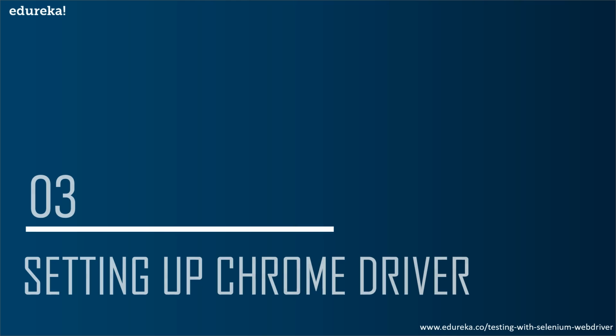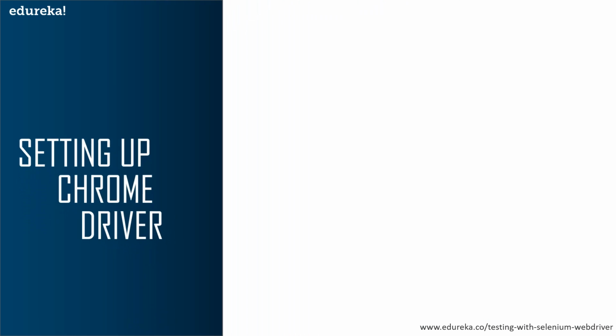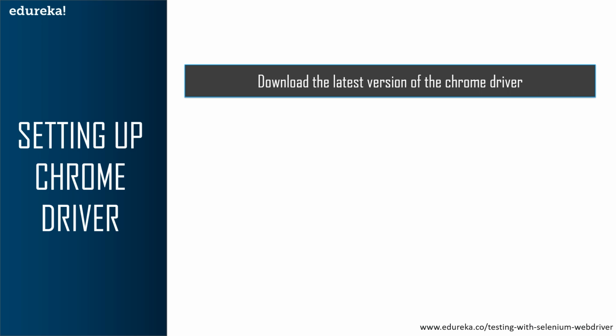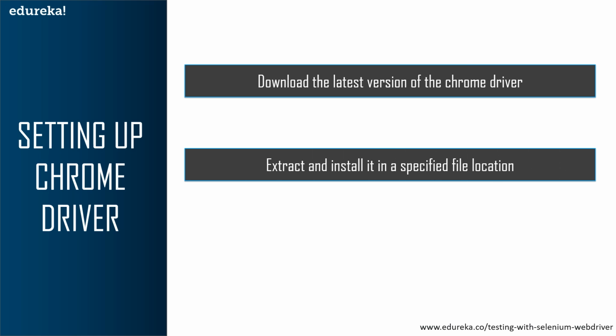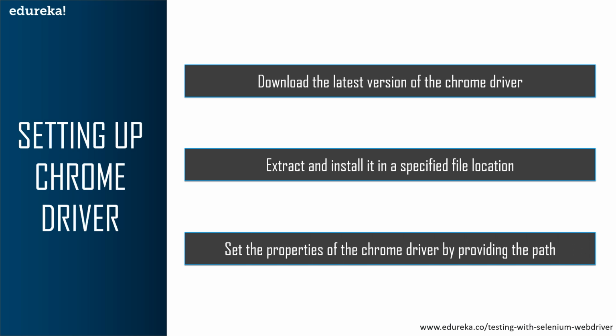So let's see some of the steps in order to set up ChromeDriver on your system. First, you need to download the latest version of ChromeDriver. Next, extract and install it in a specified file location, and then set the properties of ChromeDriver by providing the path where you have saved it. Simple. Now let's see how to do that.